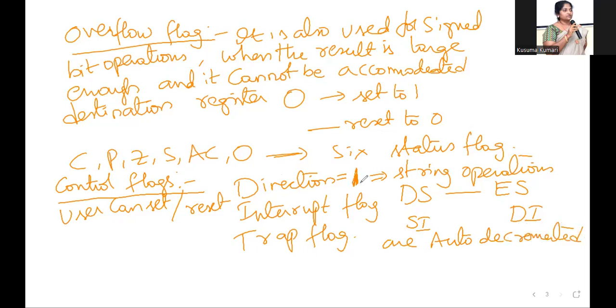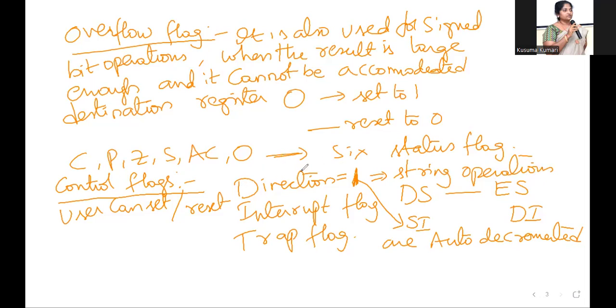When the direction flag is equal to 1, the SI (source index) register contents and destination index register contents are auto decremented. That means they are automatically decremented by 1 until the string operation is completed.